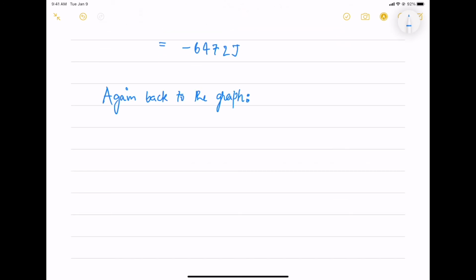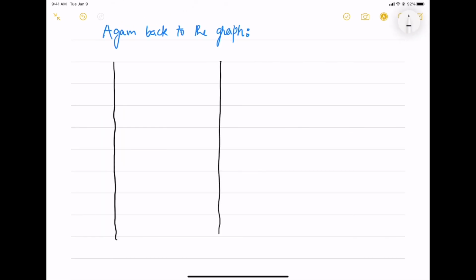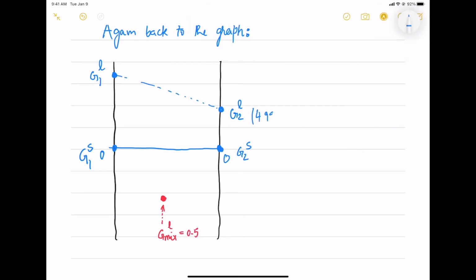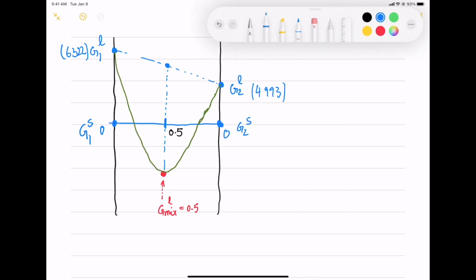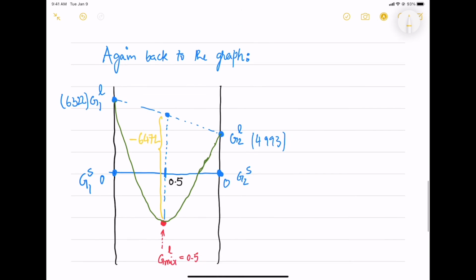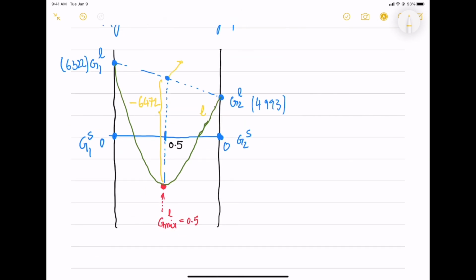Now again back to the graph. Let's draw G versus X again. These two are reference points. The first reference points are solids for both components, and the liquid points are above. We know that the G mix of liquid at 0.5 is a value. It begins at G2 liquid and ends at G1 liquid. So we will draw a curve between G1 liquid and G2 liquid with a green curve. That value is minus 6492 joules, which we calculated.